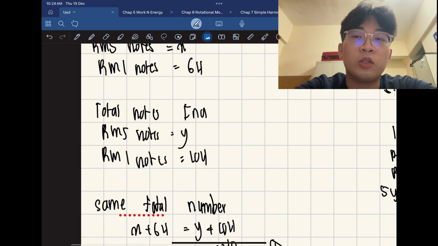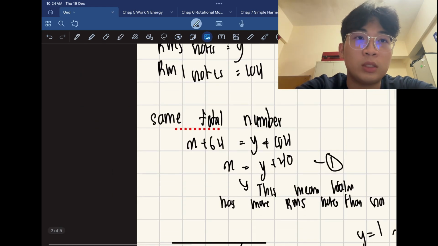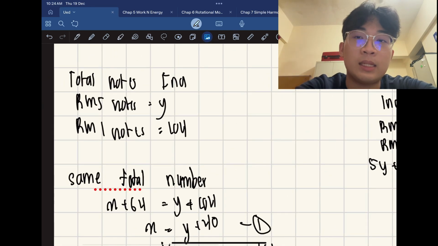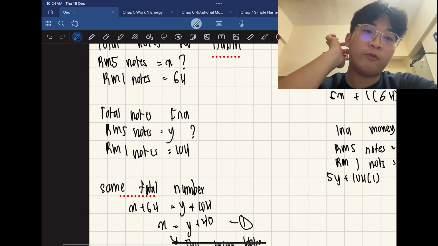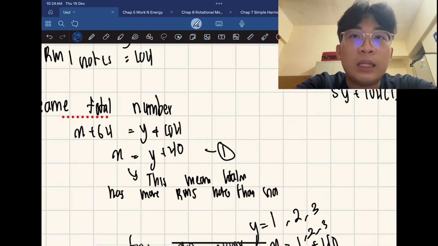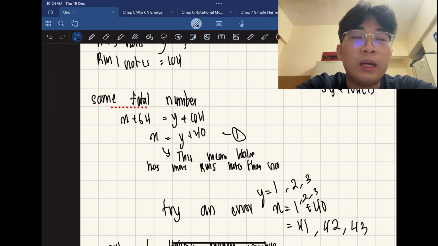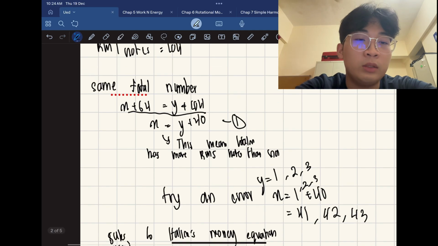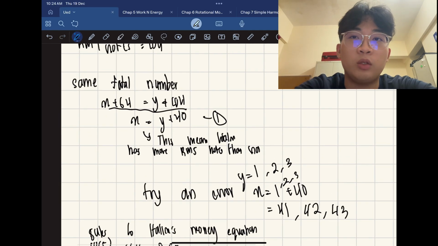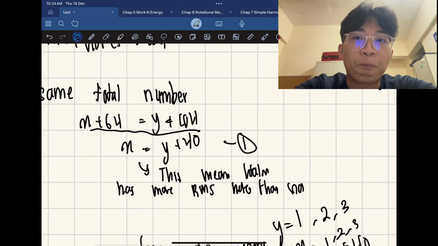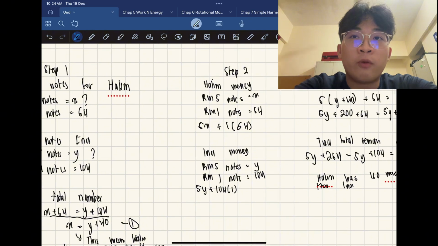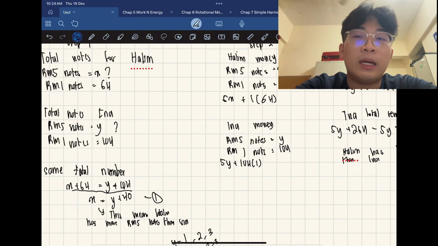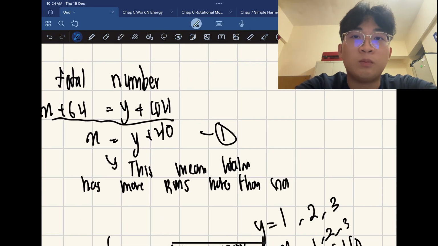For the total notes for Ina, the 5 ringgit notes is equivalent to Y because it wasn't stated how much, and the 1 ringgit notes is 104. The question said that Halim and Ina have the same number of antique RM notes, so we can equate them: X plus 64 equals Y plus 104, and we get X equals Y plus 40. From this equation, we can see that Halim has 40 more notes than Ina.